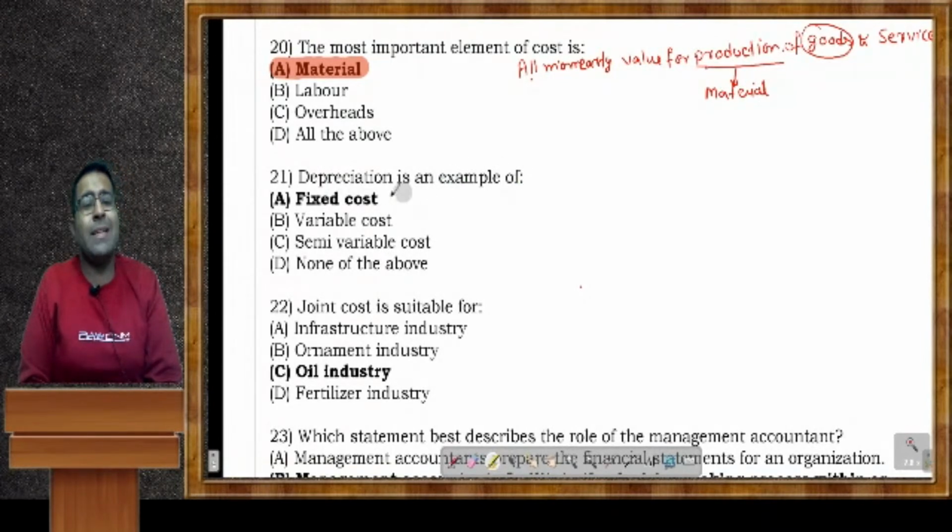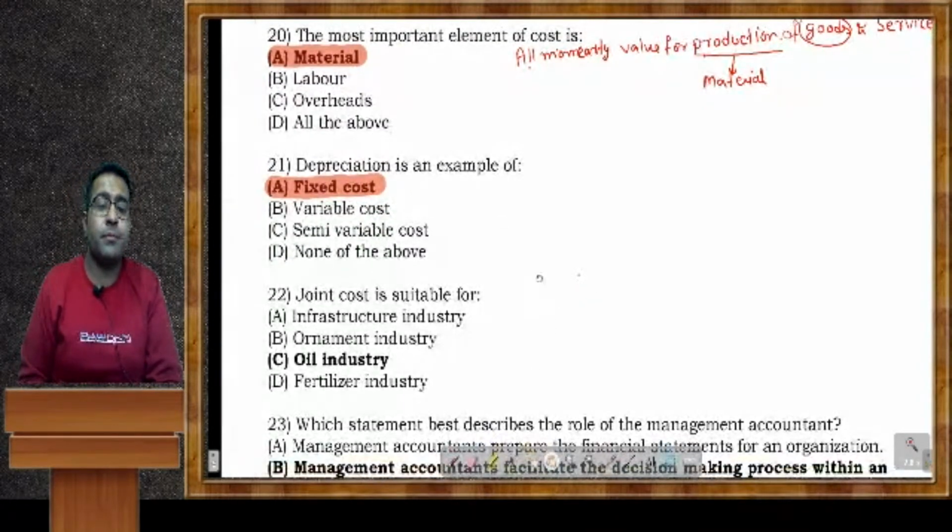Depreciation is an example of fixed cost. Either we use the straight line method, the written down value method, or the machine hour rate, it is always fixed. So it is an example of fixed cost.